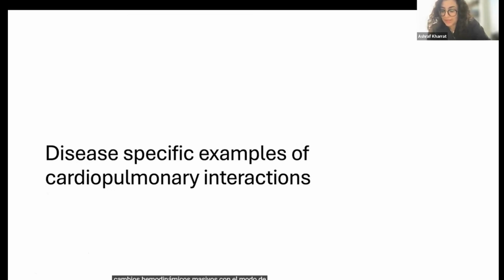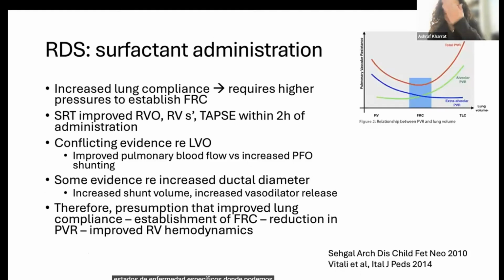Let's just run through, in the last few minutes, a couple of specific disease states where we can see these cardiopulmonary interactions at play. So RDS, obviously, specifically talking about the surfactant administration piece. Why do we want to give surfactant? Well, we have a poorly compliant lung with high surface tension related to surfactant deficiency. So we're trying to treat that with surfactant replacement therapy. That's what SRT stands for. And we're essentially trying to establish functional residual capacity.